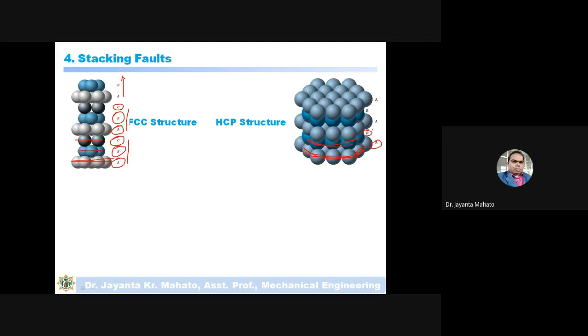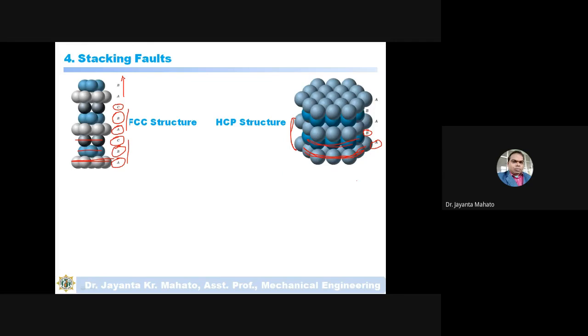So, again placing the A type of atoms. So this is actually one unit cell of the HCP crystal structure. In the HCP crystal structure, what happened? There are six atoms at the six hexagonal corners, and at the middle of the HCP cell there are three atoms.